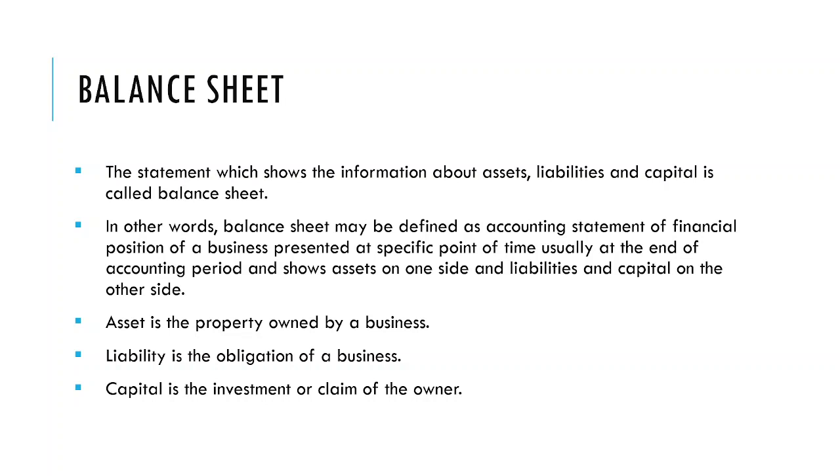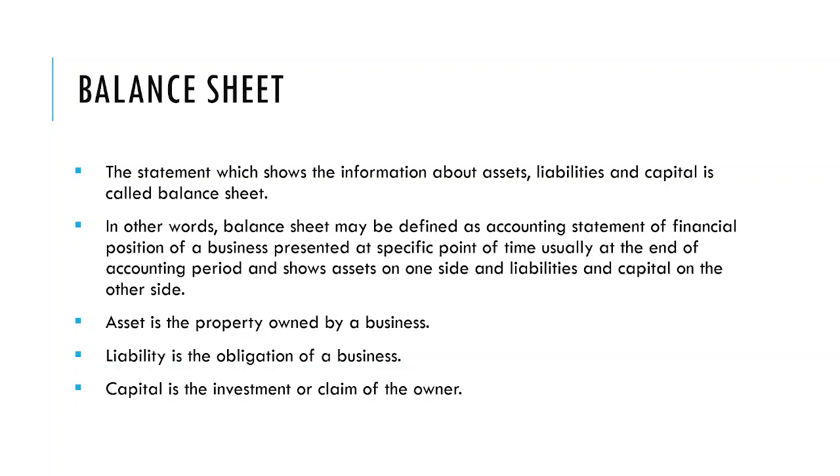Here, an asset is the property owned by a business. A liability is the obligation of a business which needs to be paid by the business, while capital is the investment amount or the claims of the owner. These are the three specific things which we have to record in the balance sheet.